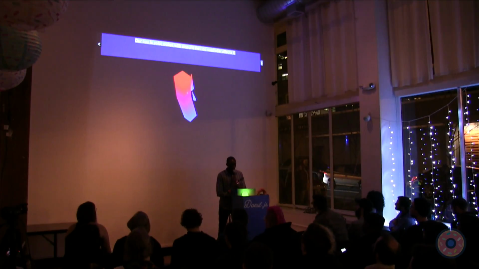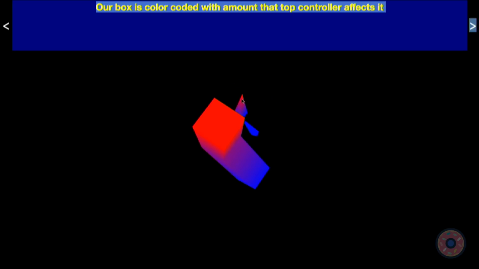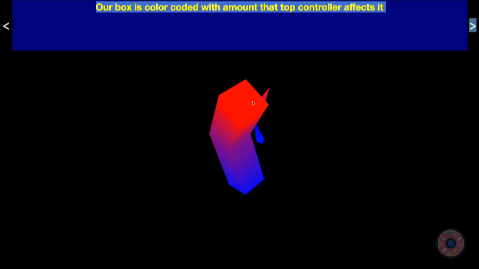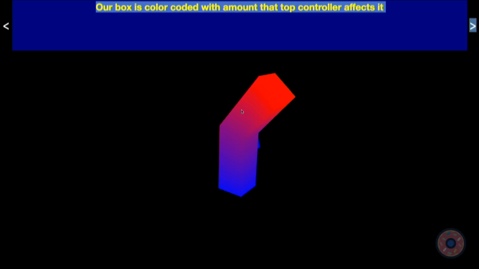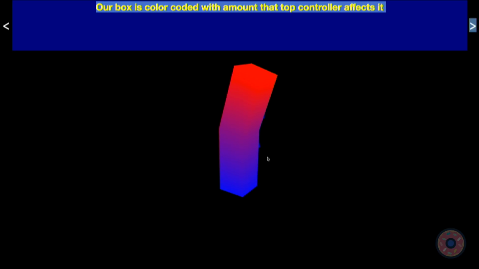And so the actual coloring of this cube is slightly intentional. Here you see that the top of the cube, the 4 vertices up here are all red. I keep calling it a cube. It's a rectangle, but go with me. The top is all red. And so red signifies very heavily affected, and blue signifies we're not really listening to the controller.